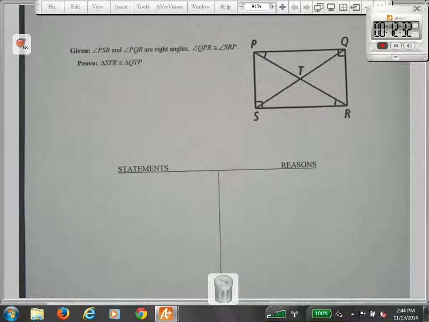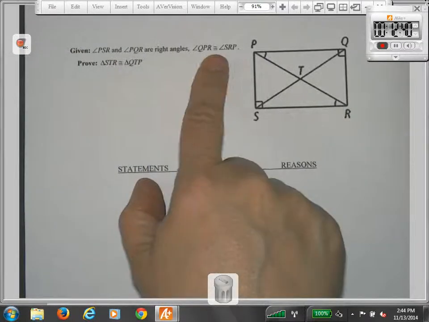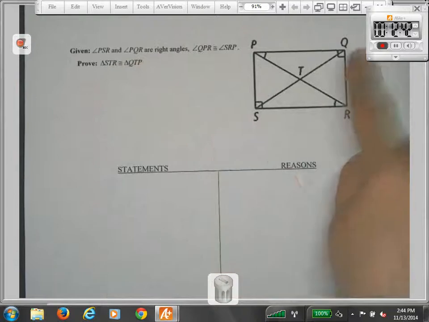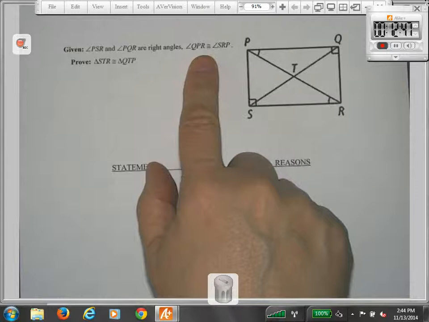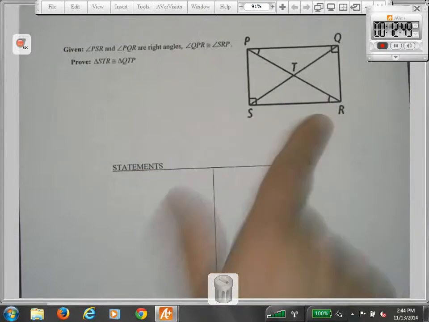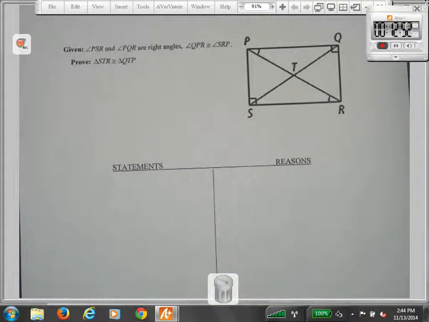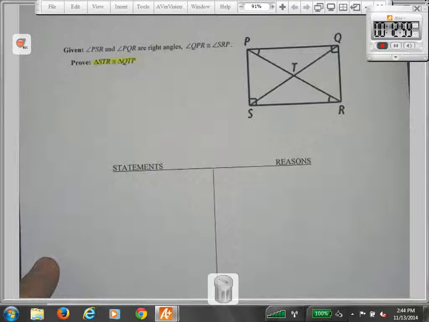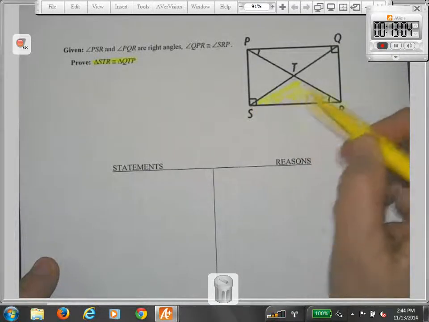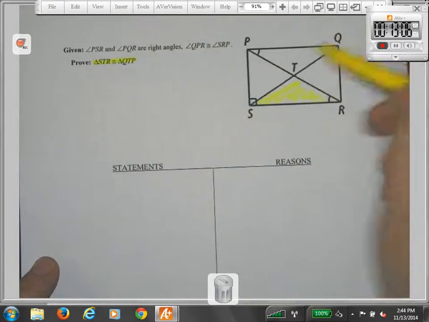Okay, so a lot of markings are already on here for the statements that they give. So we do have a couple of right angles. You can see that. And we also have two smaller angles that are congruent, and they're already marked as well. What I want you to notice is where we're going in this problem. This is asking us to prove that these two triangles are congruent. Now that's STR, I'm going to shade it in, and QTP. That's these two triangles up here.